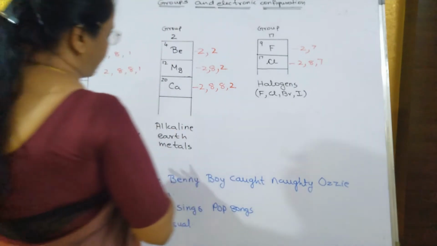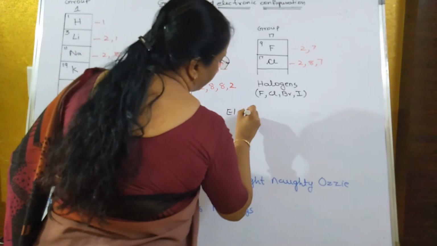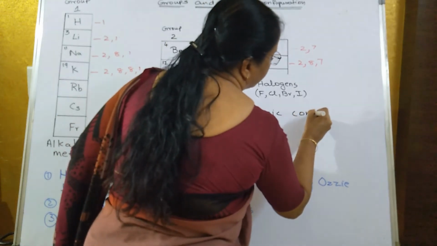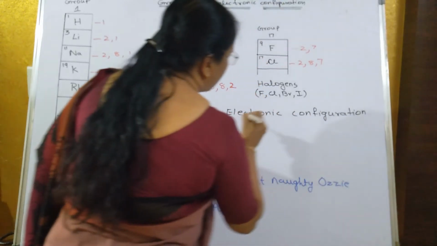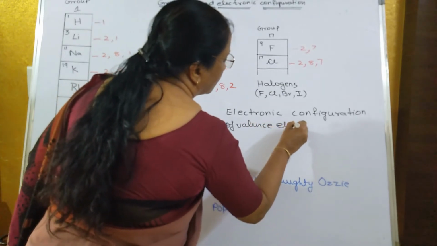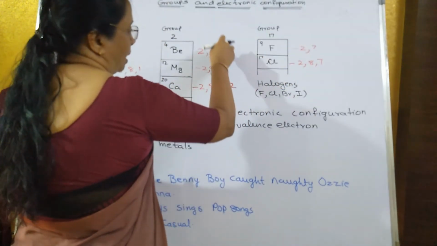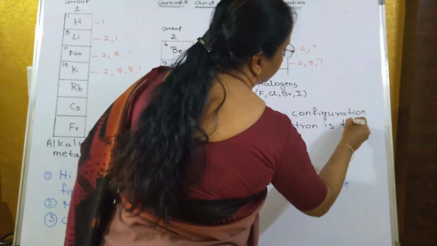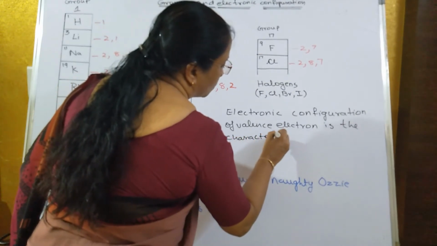So what is the characteristic of a group? The electronic configuration of the valence electron, that is the last shell electron, is known as the valence electron, and it is the characteristic of the group.